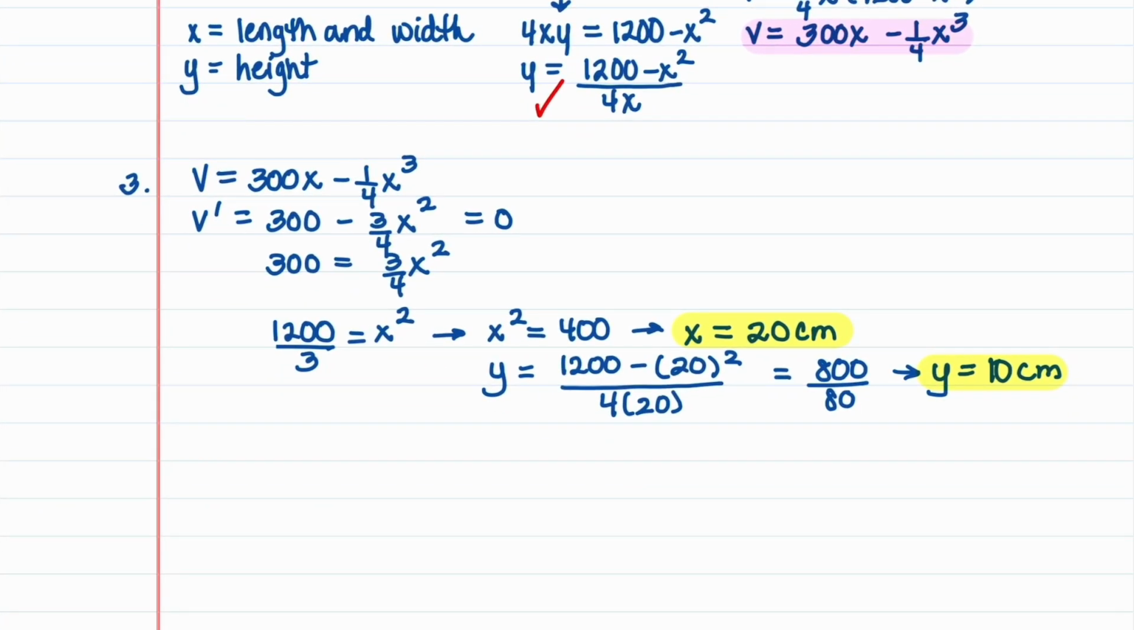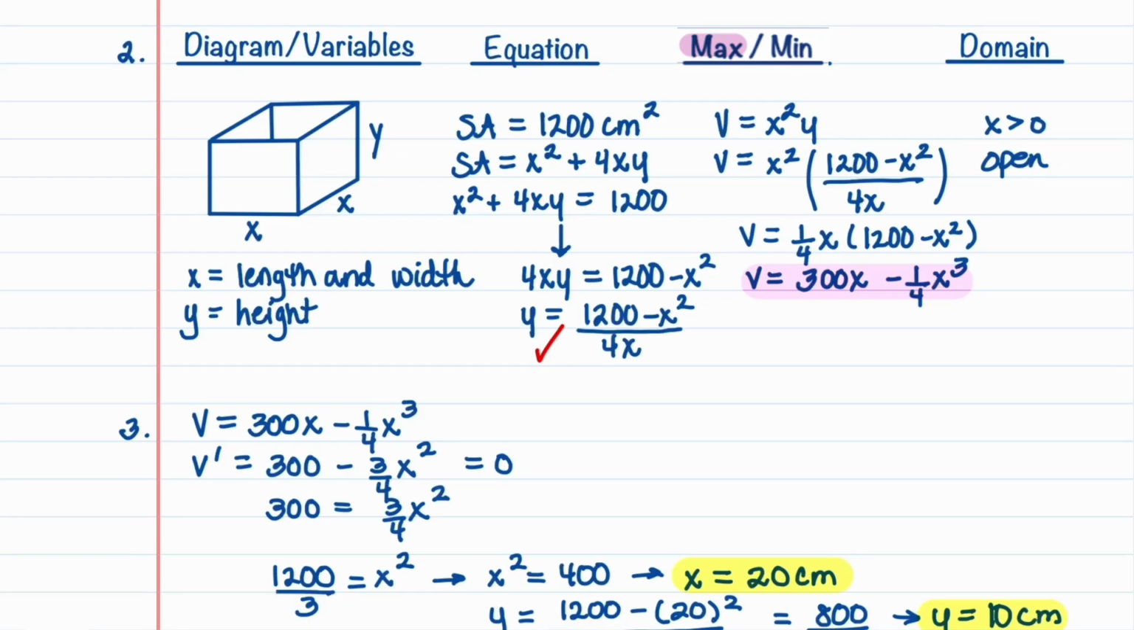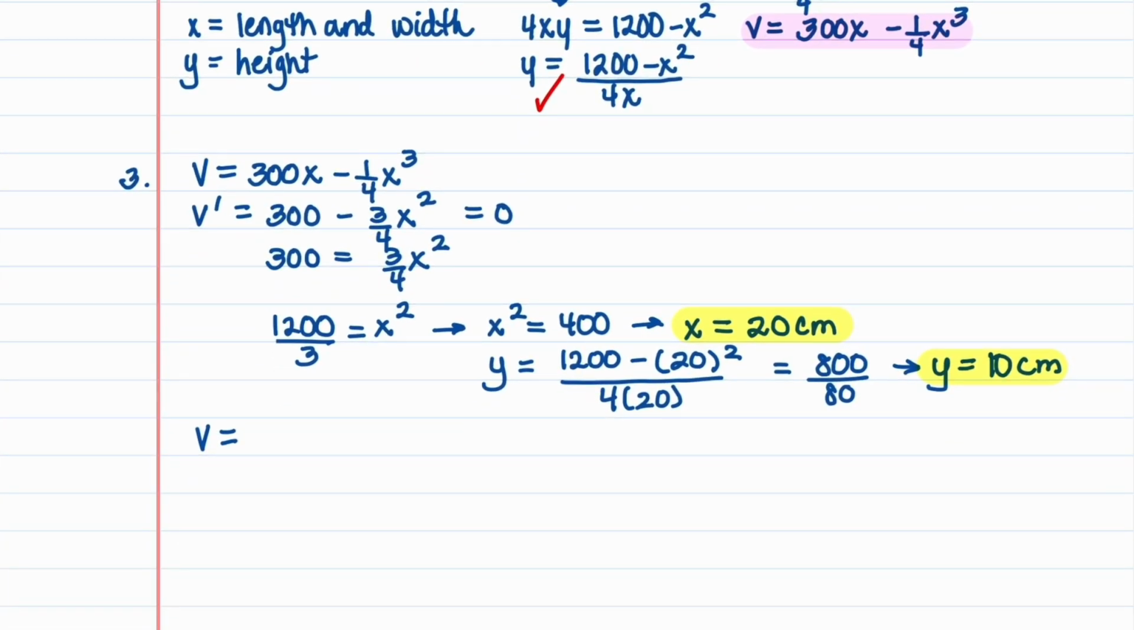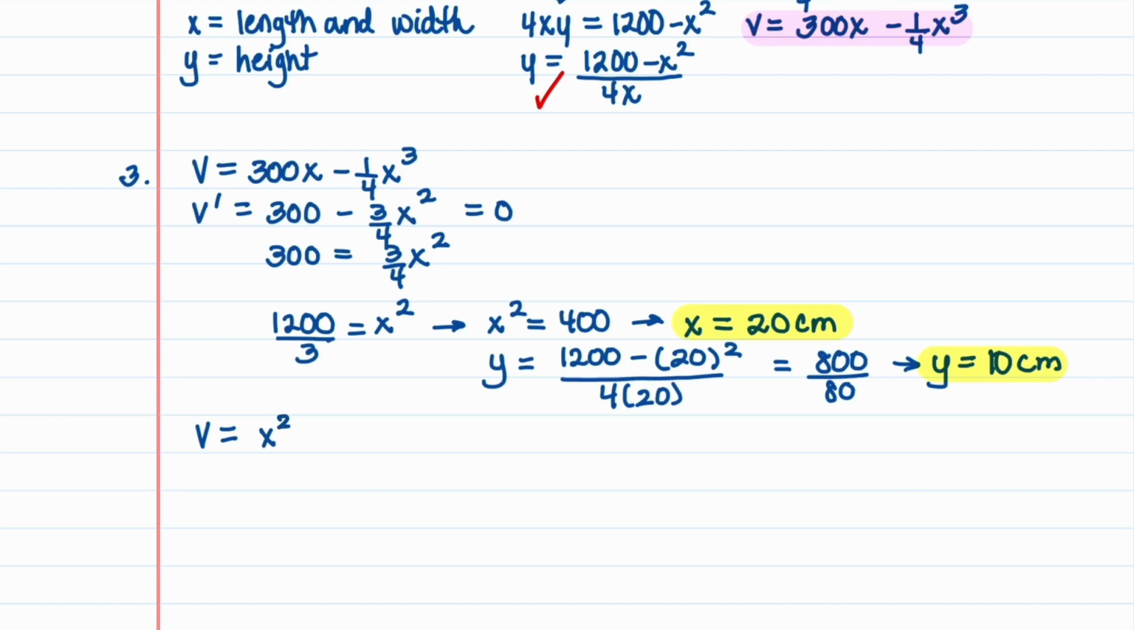Now what we need to do is find our maximum volume. So let's write down our equation for V. We can pick two of them. V is x squared y right here, or the one we have below that. Let's use the x squared y. That one's going to be easier. So V is x squared times y. X is 20, so this is 20 centimeters squared. Y is 10 centimeters. So this is 400 times 10, which gives us 4,000 centimeters cubed.